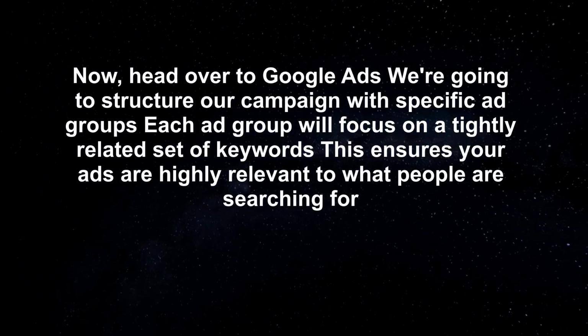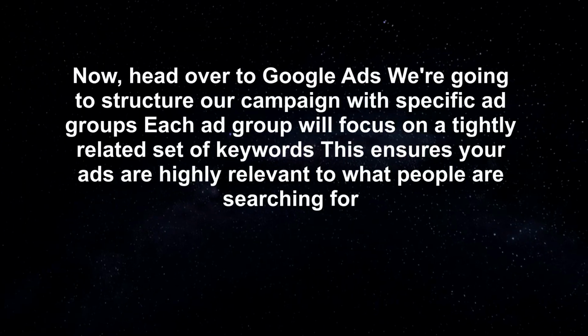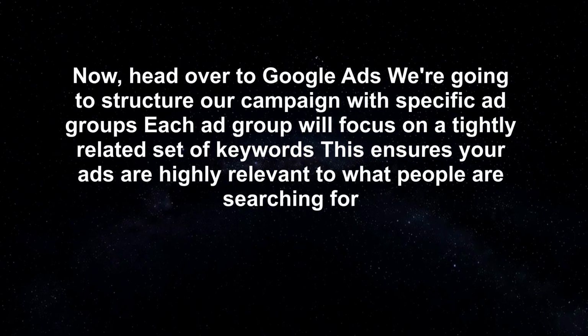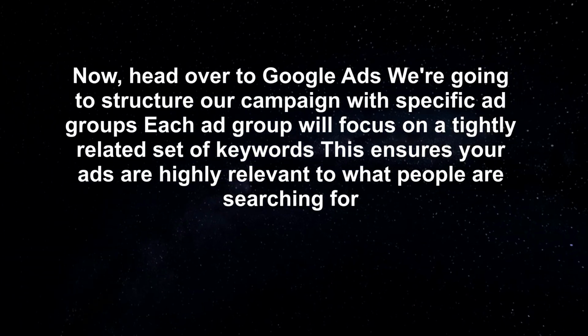Now head over to Google Ads. We're going to structure our campaign with specific ad groups. Each ad group will focus on a tightly related set of keywords. This ensures your ads are highly relevant to what people are searching for.